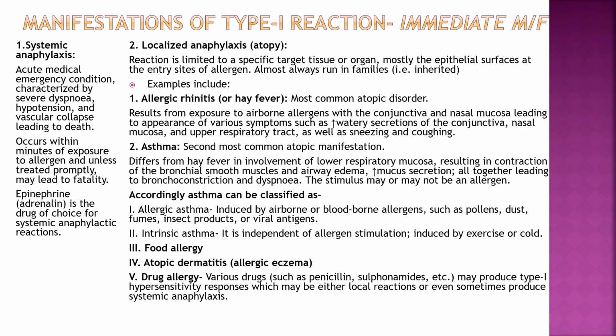The stimulus may or may not be the allergen. Asthma is classified as: one, allergic asthma, induced by airborne or bloodborne allergens such as pollen, dust, fumes, insect products, or viral antigens. Two, intrinsic asthma, which is independent of allergen stimulation, induced by exercise or cold. Then food allergy, atopic dermatitis, allergic eczema, and drug allergy. Various drugs such as penicillin and sulfonamide may produce a type 1 hypersensitivity response, which may be either local or sometimes produce systemic anaphylaxis.